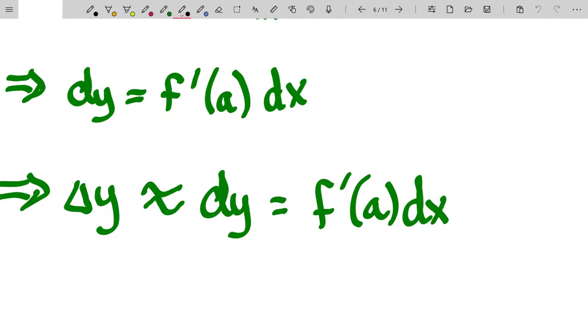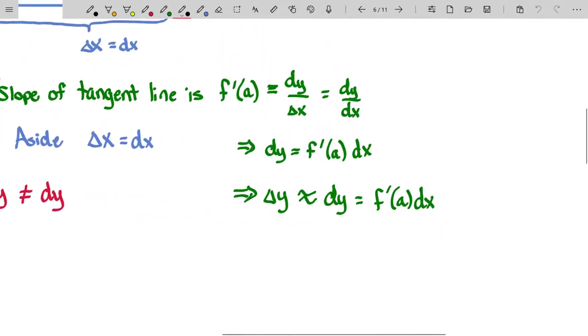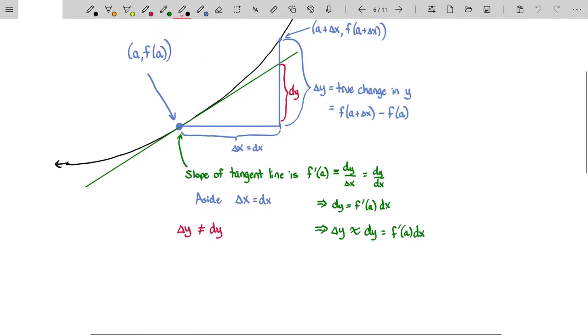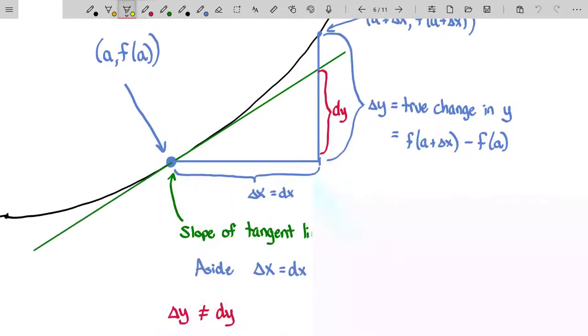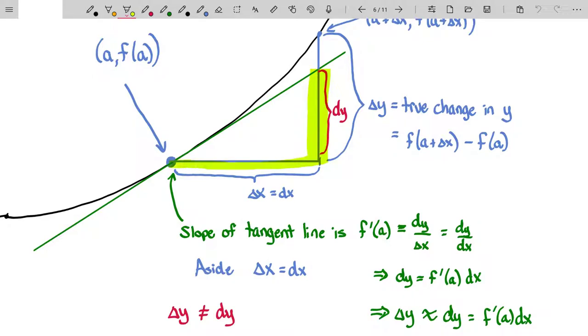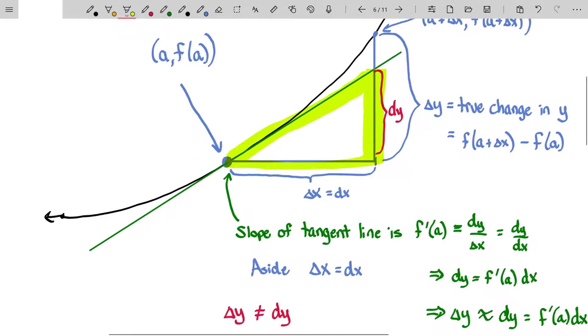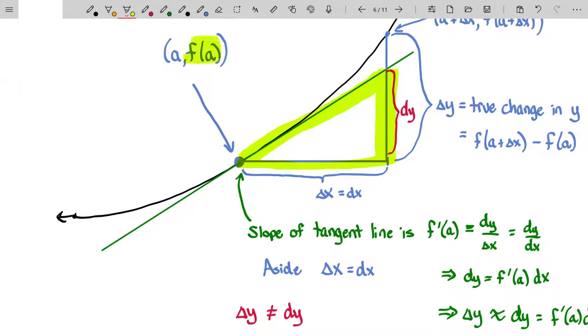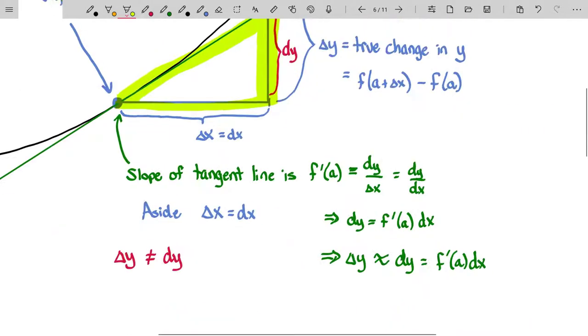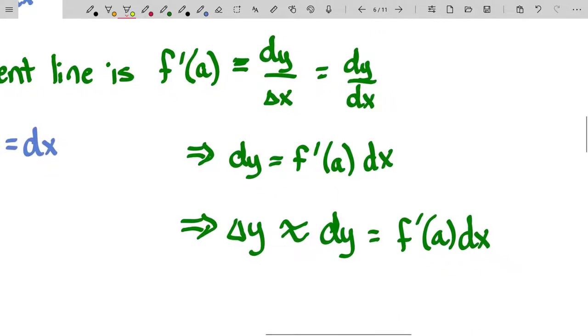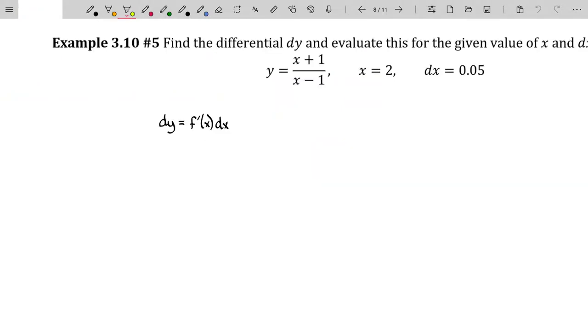of a dx. The reason why I did that is because the rise over run of this triangle right here, it's dy over dx. And it is the same as the derivative for f at a. And so that's why in my work here, it's not f prime of x dx, it's f prime of a dx. But trust me, we're going to be doing f prime of a dx in these problems.